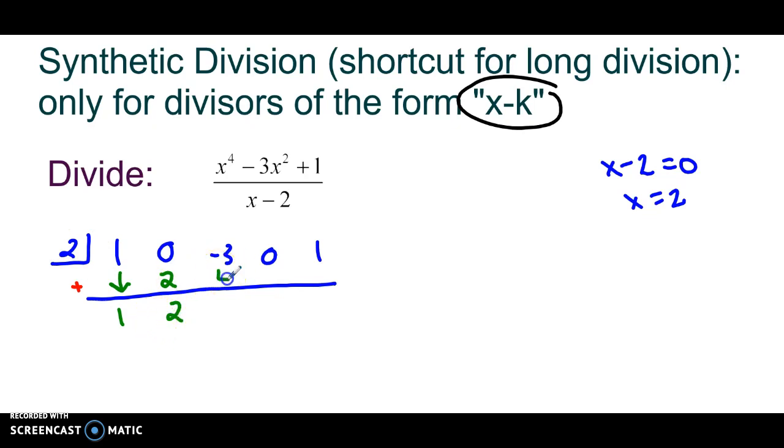So 2 times 2 would give me 4. I'm going to add 1. Multiply 2, add 2. Multiply 4, add 5. Okay, sweet. But we're not done yet because this doesn't look like the same thing. So remember, we're trying to divide. So our answer, what should the degree of my answer be? What times x minus 2 would give me x to the 4th? If you're thinking a cubic, then you're right.